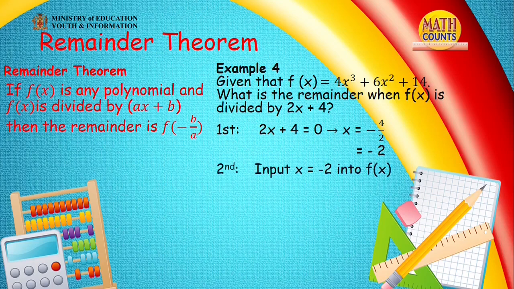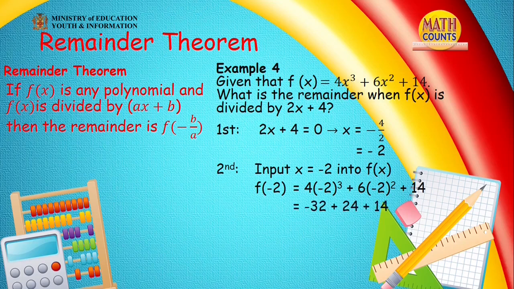Then we take this value and we input it into the function. So input x equals negative 2 into f of x. f of negative 2 is equal to 4 times negative 2 to the third power, plus 6 times negative 2 squared, plus 14. Now, simple arithmetic after that. Our remainder here is 6. Notice how much easier this is compared to doing polynomial long division.